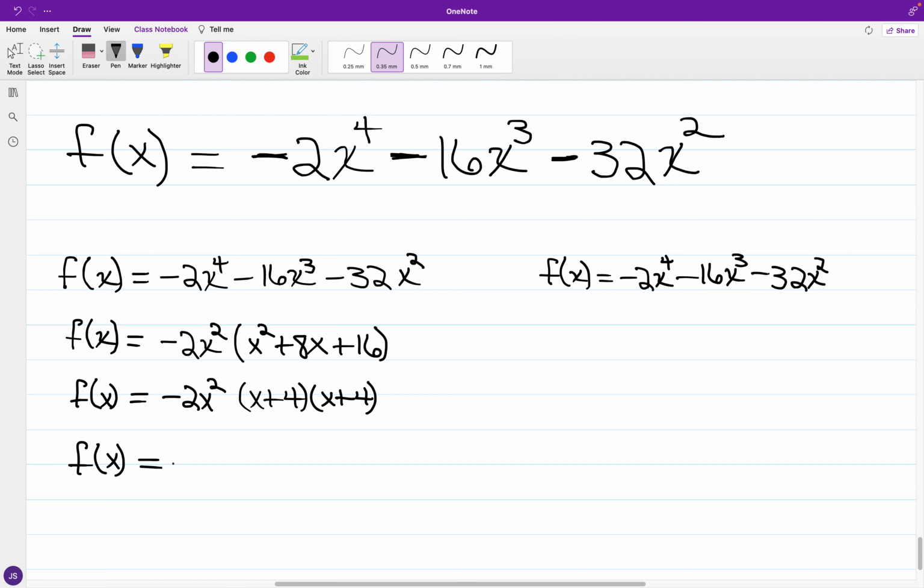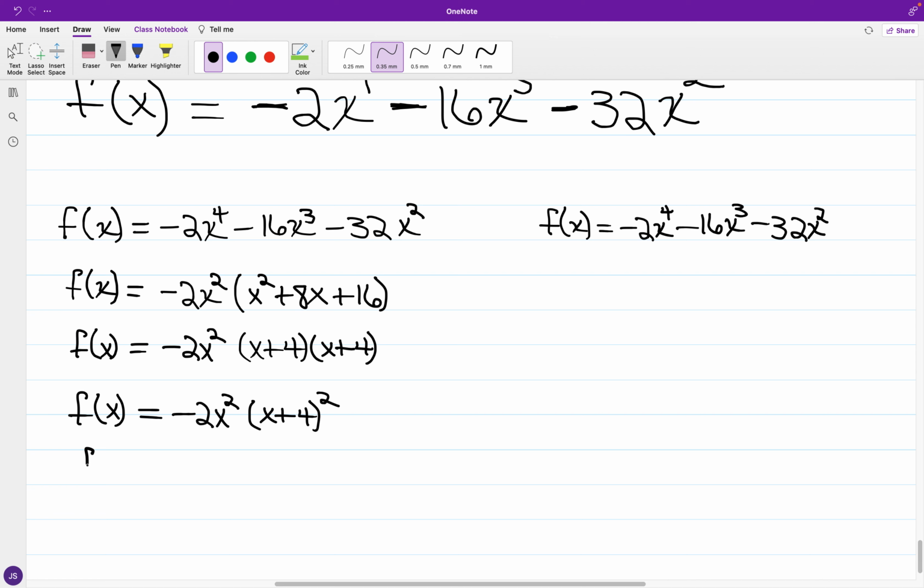Okay, so you have f of x is equal to negative 2x squared times, okay, what is going to be x plus 4 raised to the second. And again, just stressing the degrees so as to identify the multiplicities along with the zeros. So again, we have negative 2x squared times the quantity of x plus 4 also squared. Okay. All right.